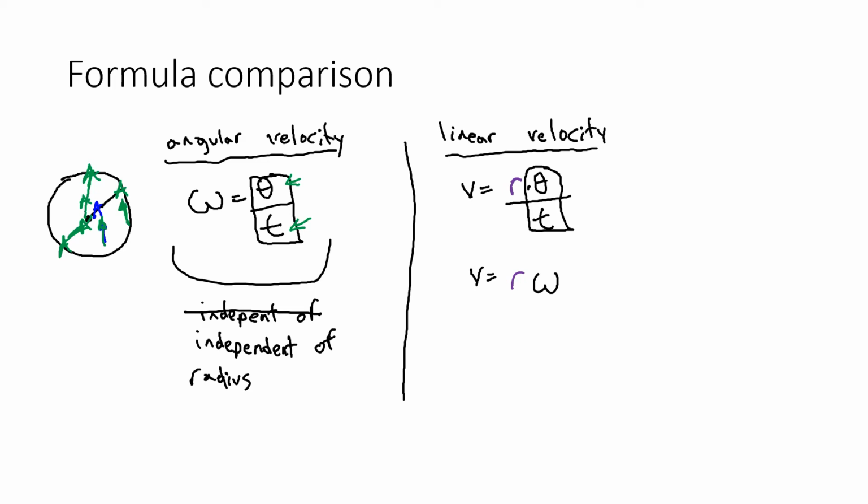But if you look at the linear velocity, that's a different story. Notice that linear velocity has the radius as a part of its formula. That means the bigger this number gets, the bigger this number is going to get. In other words, as the radius increases, the linear velocity also increases. So basically, we can say that the larger the radius is, the larger the velocity will be.